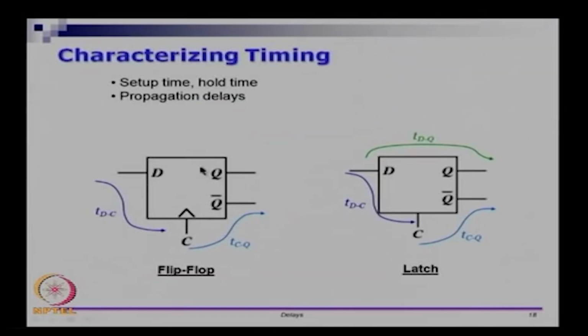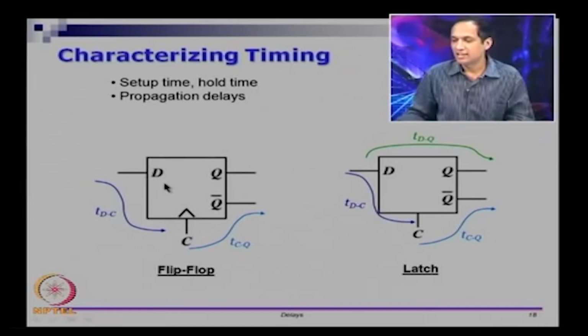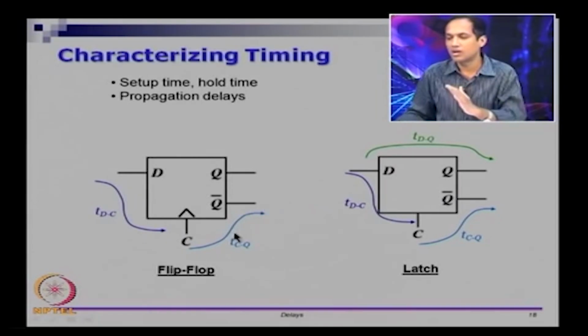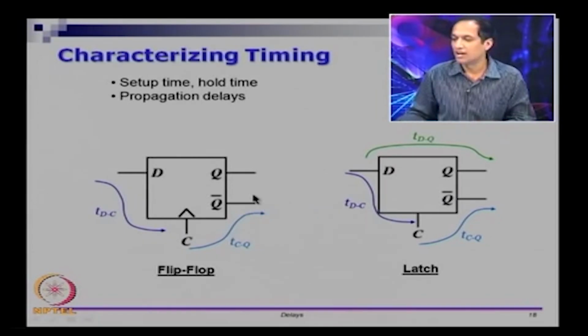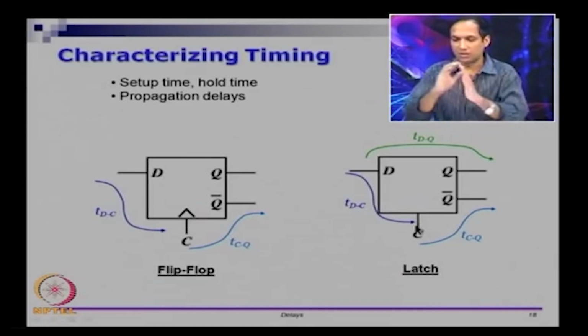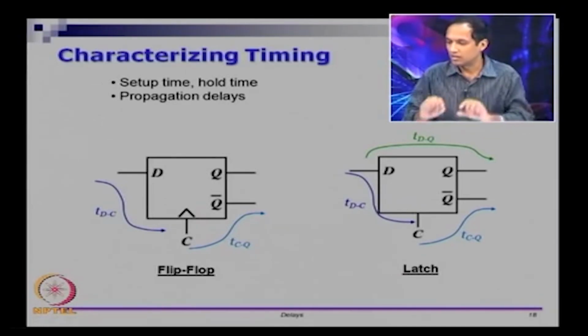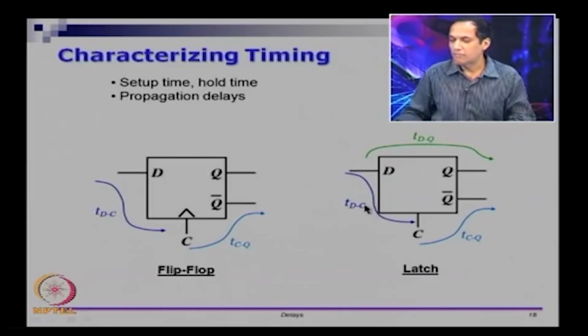So, to characterize timing, there is setup time, hold time and propagation delays. For a flip flop, there is a setup time and a hold time which is inherent to it. There is a D to C delay, which is the time period between D and clock. But more importantly, you are worried about clock to Q delay. Once the clock comes in, how long is it going to take to change Q? For a latch, however, clock is not just an edge, it's actually a level. So, you are worried about the time difference between D to clock, clock to Q, as well as D to Q. What are all the different delays in each one of them?